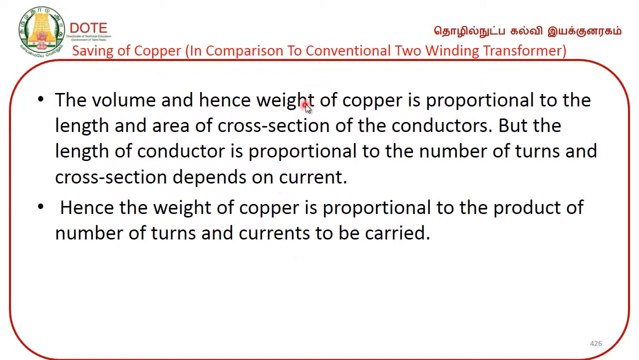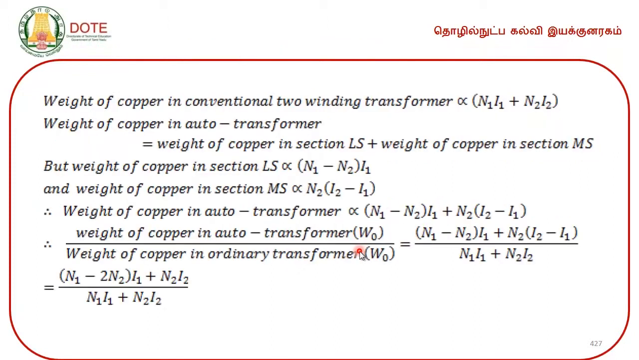Saving of copper in comparison to conventional two winding transformer. The volume and hence the weight of copper is proportional to the length and area of cross section of the conductors, but the length of the conductor is proportional to the number of turns and cross section depends on current. Hence, the weight of the copper is proportional to the product of number of turns and the currents to be carried. So, the weight of copper in conventional two winding transformer is proportional to the ampere turns, that is N1 I1 plus N2 I2.